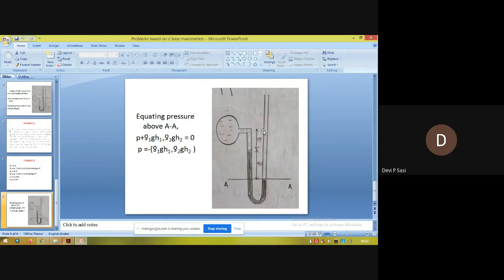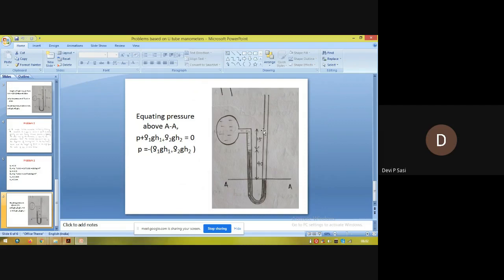So the mercury level is already given. Fix the mercury level. So above the mercury level will be the liquid whose specific gravity is given. Okay, the light liquid occurs above the heavy liquid. Specific gravity is given 0.8. It can be oil or any other liquid.